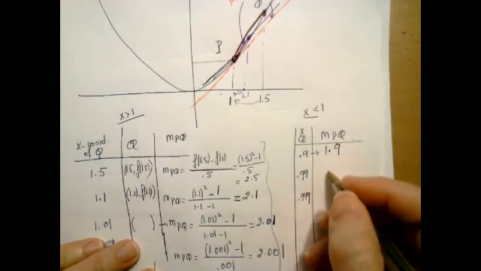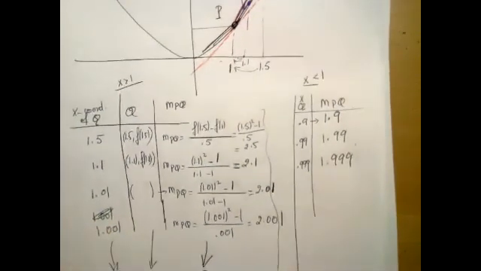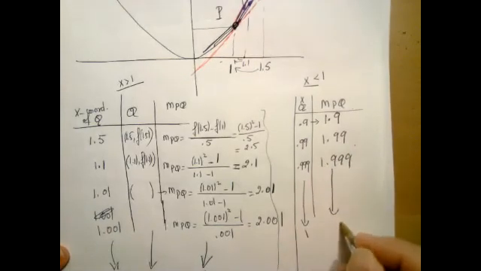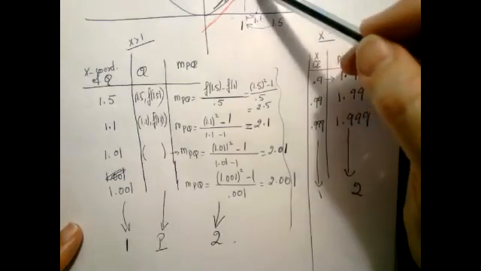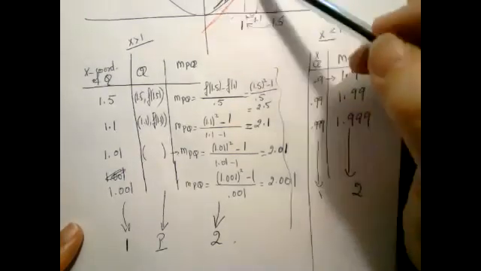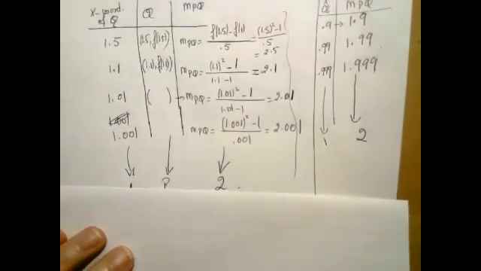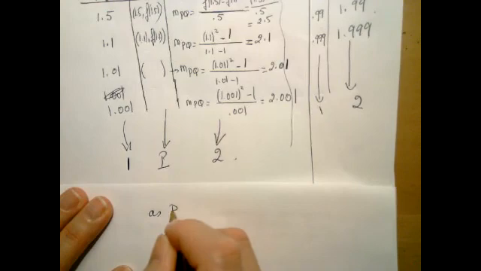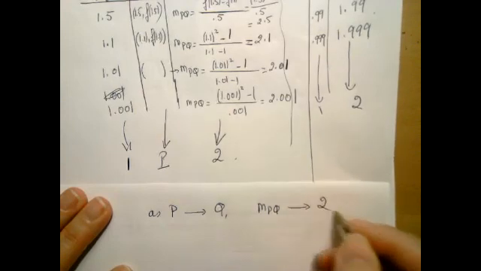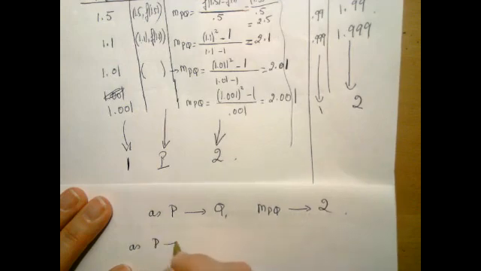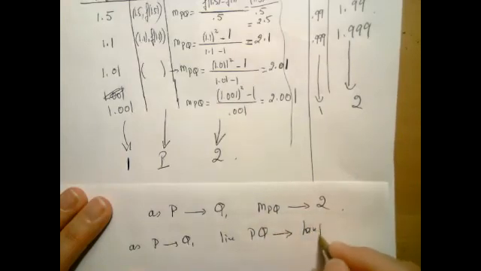And if I do 0.99, we're going to get 1.99, and this gives me 1.999. So obviously, as we get close to 1, this is also getting close to 2. So when we get close to the point P, the slopes of the secant lines are becoming closer and closer to 2. And this will motivate the following definition: as the point Q becomes close to P, the slope of PQ becomes close to 2, and the line PQ is becoming close to the tangent line.